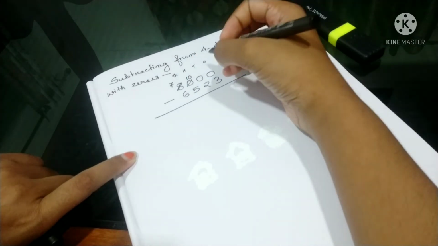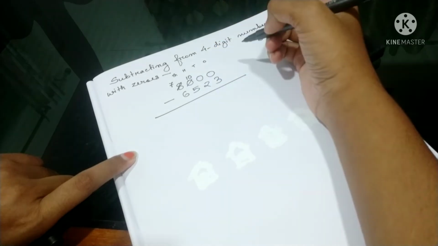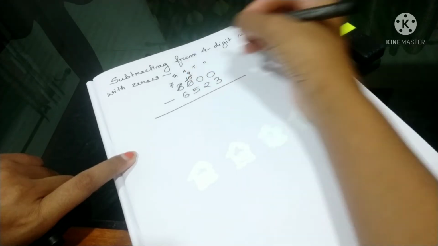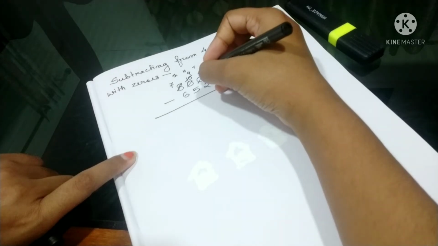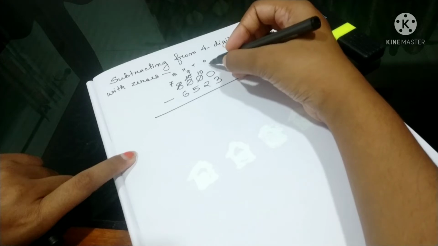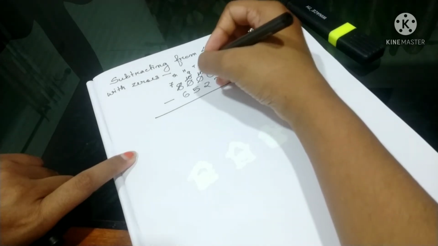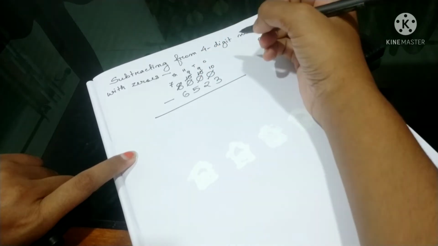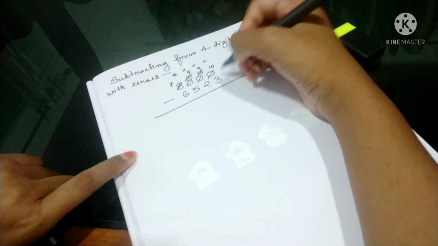Okay, now this 10 will give 1 to this 0. So now this 10 will reduce and it will become what? 9. Now this 0 will become what? 10. Now this 10 will give 1 to the neighboring 0. Now this 10 will become what? 9, and this 0 will become what? 10. Okay, now again see the values in the ones place.